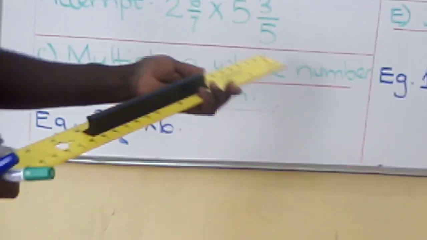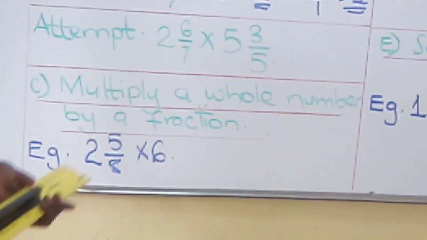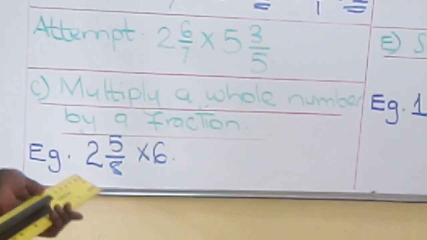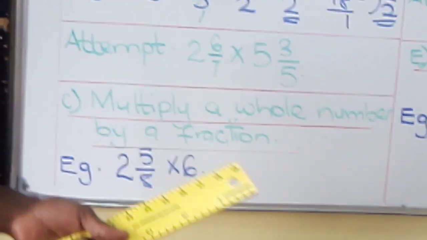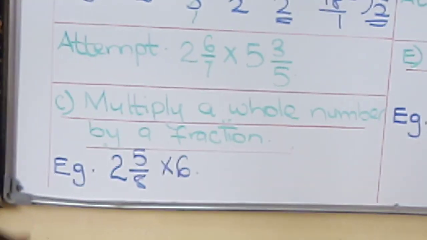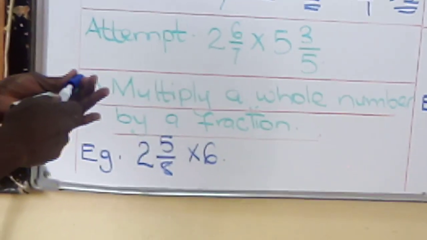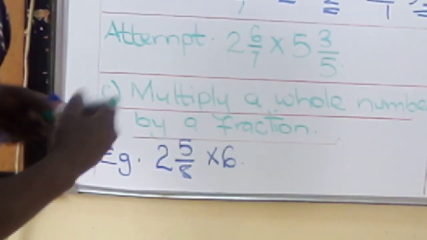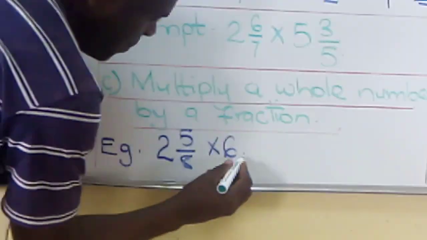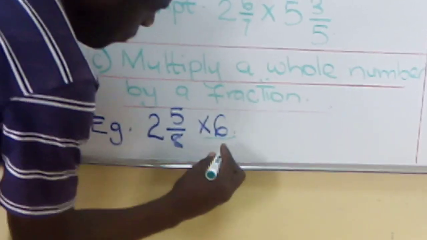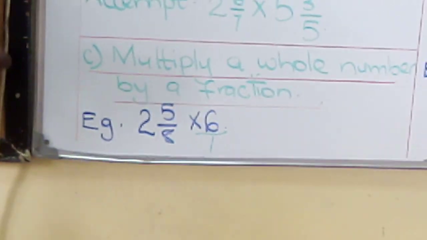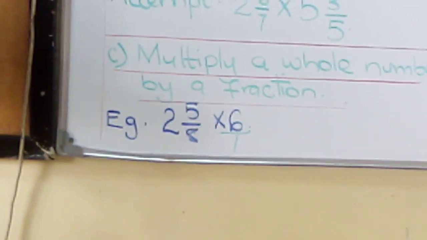Multiply a whole number by a fraction, or vice versa. Now here, we have this whole number and this fraction. Let's make the whole number a fraction because they must be alike. So we put it over 1, so that it's also a fraction.